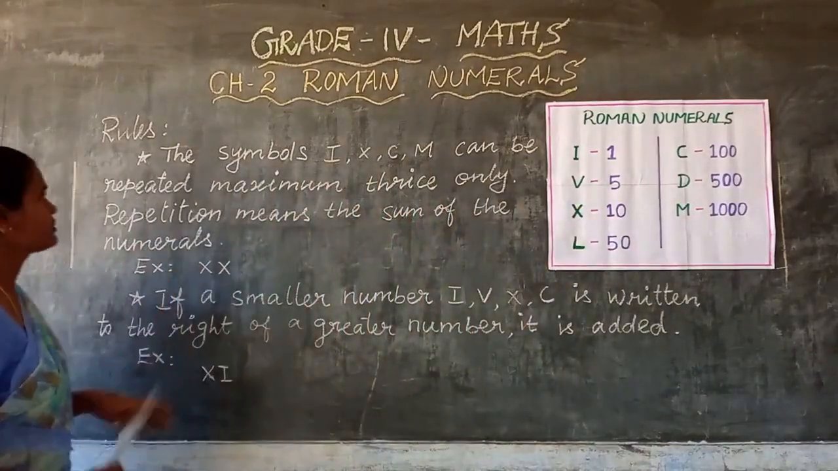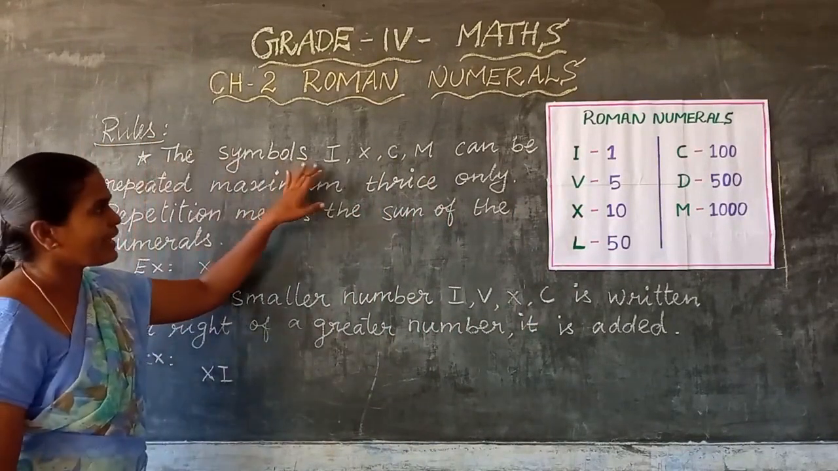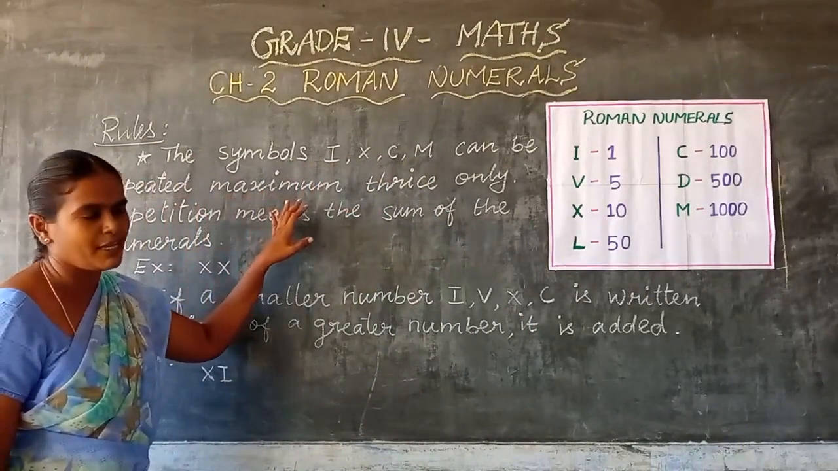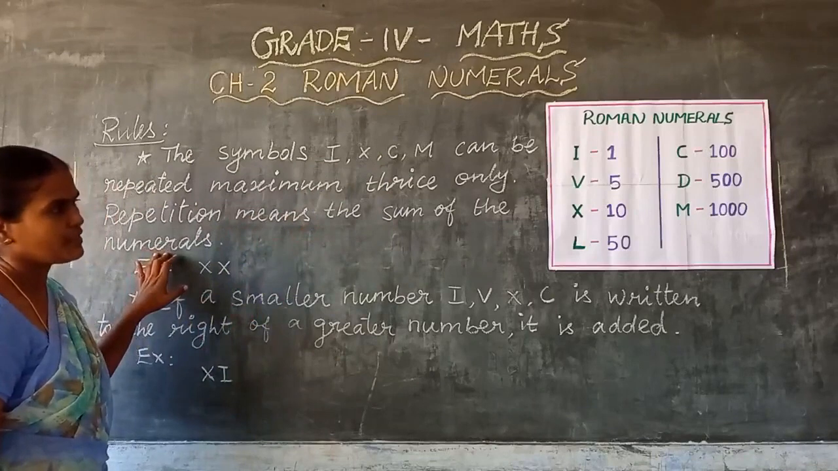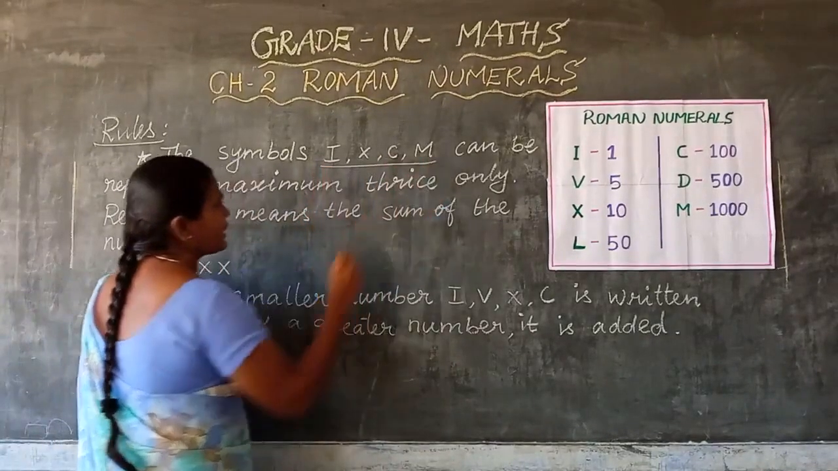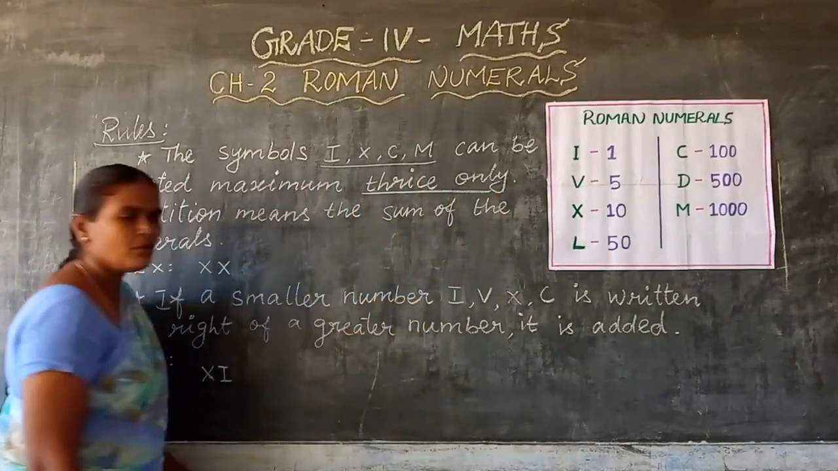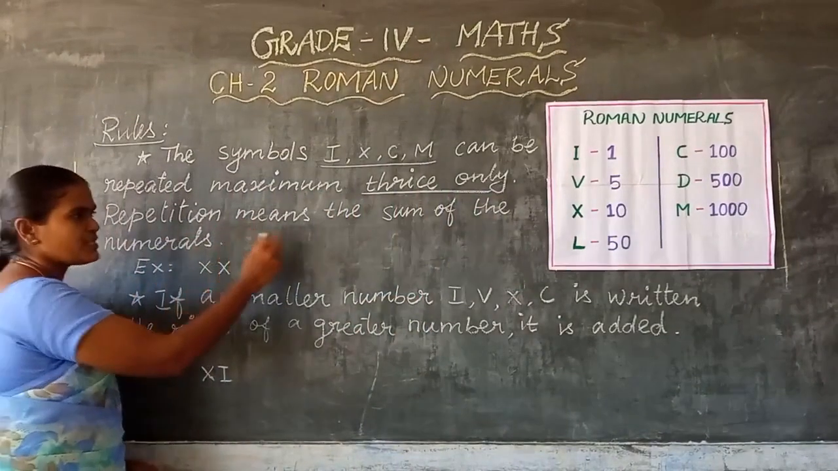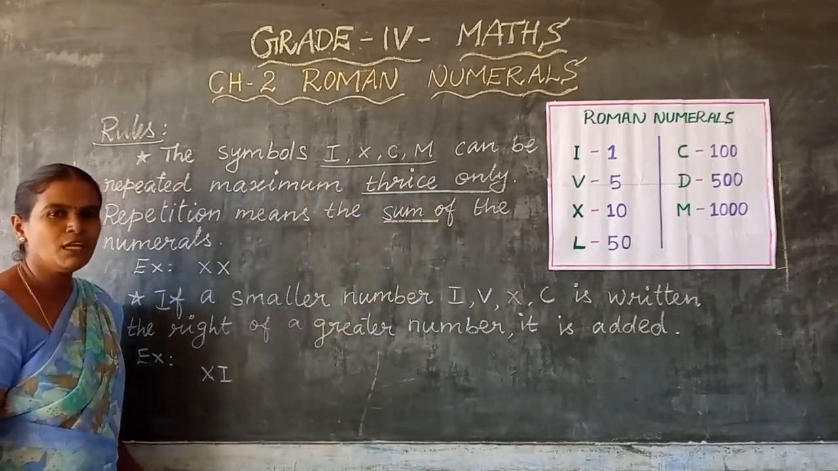Next, rules. First rule: the symbols I, X, C, M can be repeated maximum thrice only. So use maximum 3 times. Repetition means the sum of the numerals.